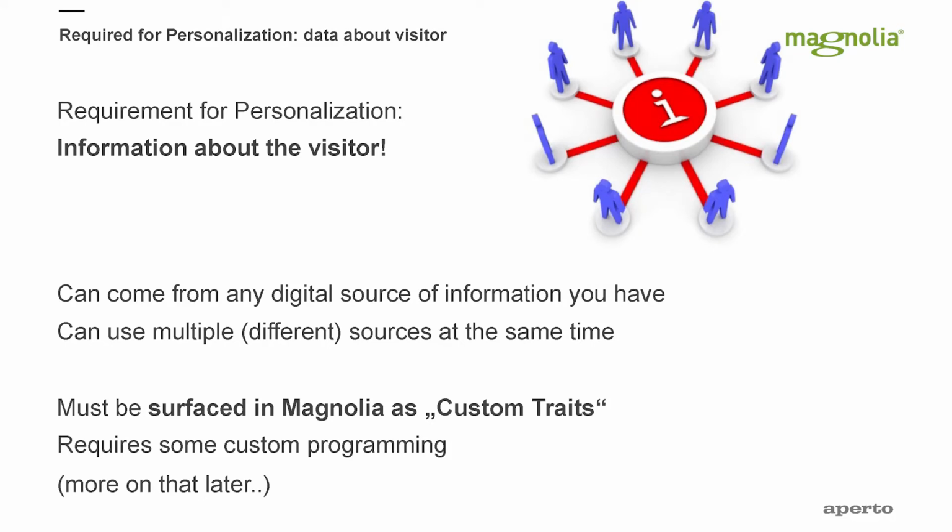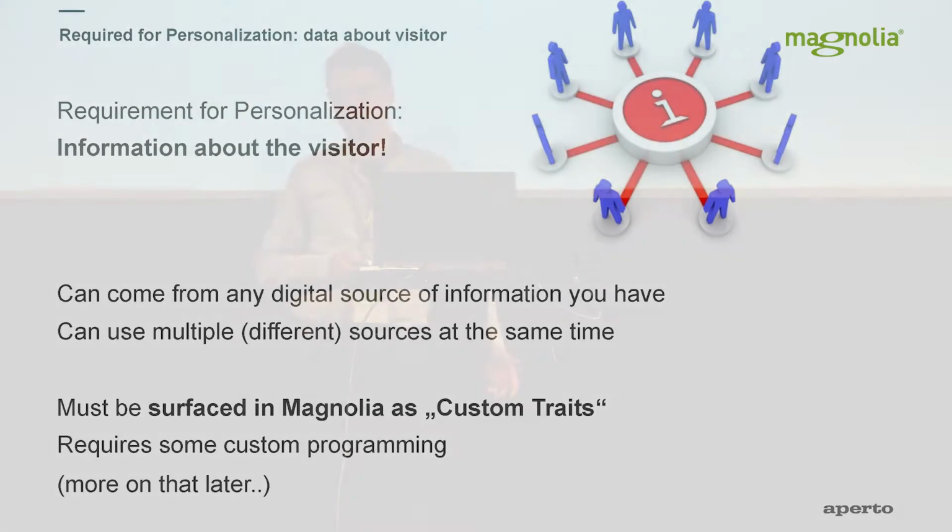So what you require for personalization and what makes it more useful for you is the more information you have about the visitor. This could come from more or less any source of information you have about the visitor, and these could be multiple sources at the same time. So you could connect to your back office data, but maybe you also allow a Facebook login, or you do some kind of tracking that you will use for personalization. And whatever it is, you need to surface it in Magnolia.